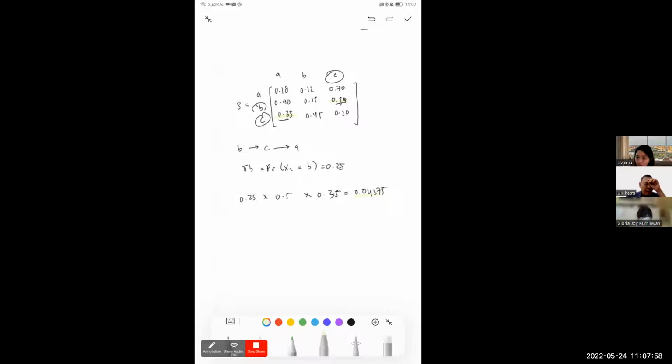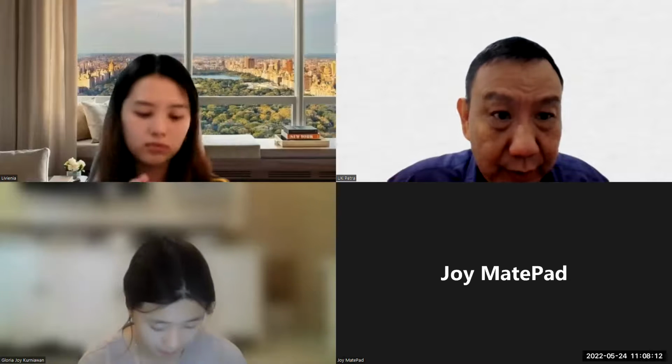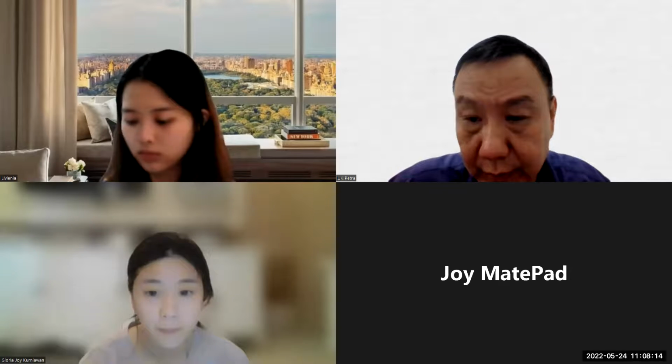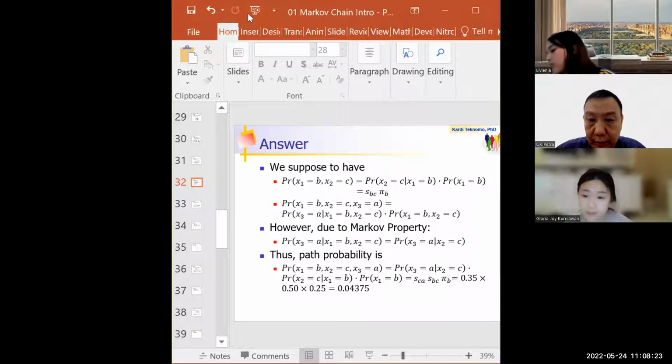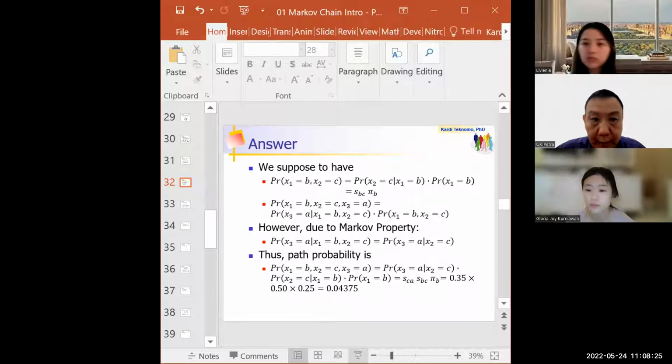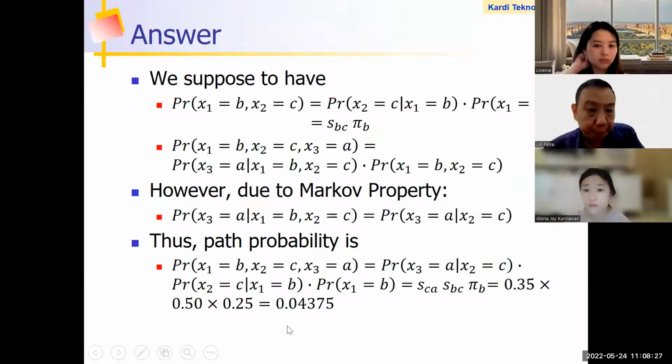Okay. So the one that I want you to understand here is the actual Markov property that is being used here. Okay. Shall I share my screen? Okay. Here it is. Can you see my slide?